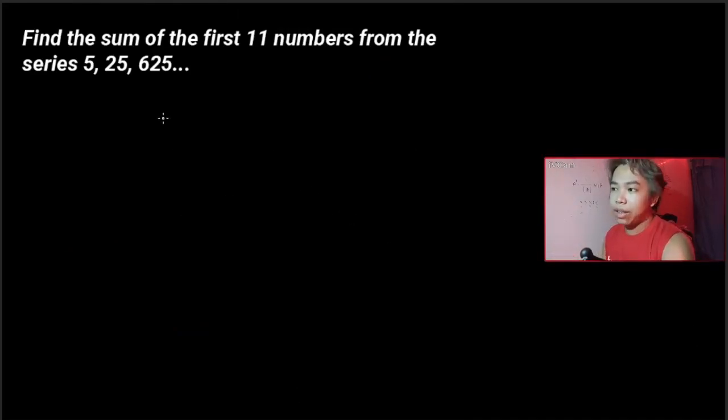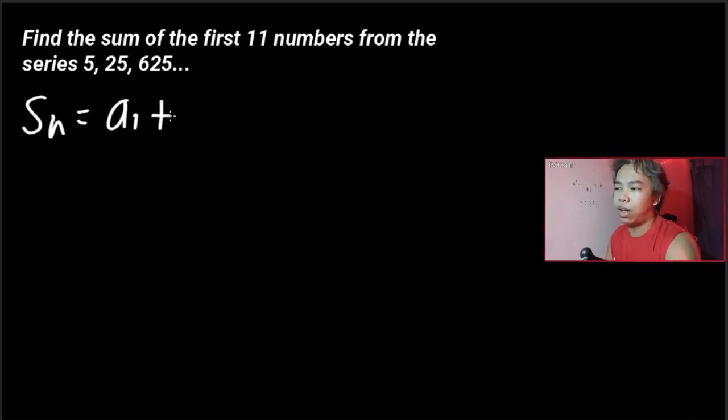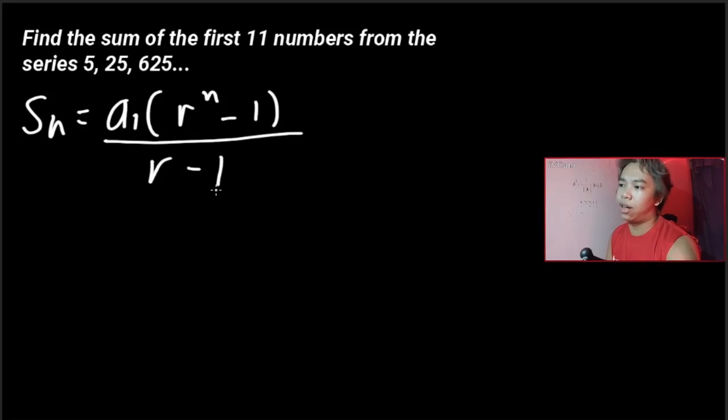Ito yung next. Find the sum of the first 11 numbers from the series 5, 25, 625, etc. So, madali ito. Again, isulat ko yung formula. S sub n is equal to A sub 1 times R raised to n minus 1 over R minus 1. So, yung A sub 1 natin yung unahan, 5.